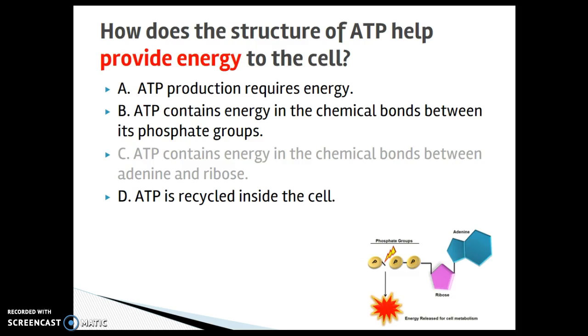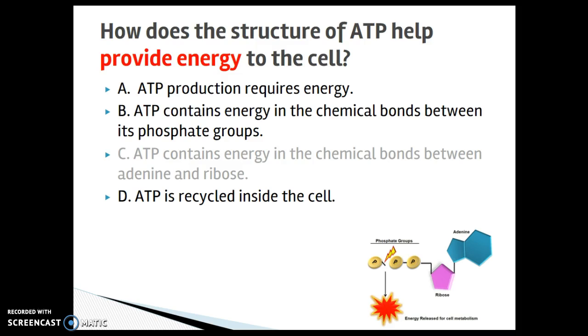Now let's go ahead and look at these answers. The correct answer is B. ATP contains energy in chemical bonds between the phosphate groups. I crossed out C, or lightened it, because that is not true. The energy is not in the chemical bonds between adenine and ribose. The other two, A and D, are true.